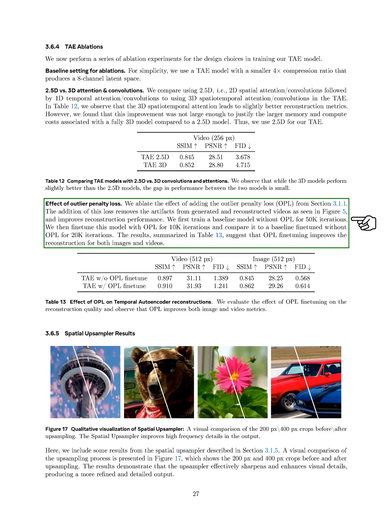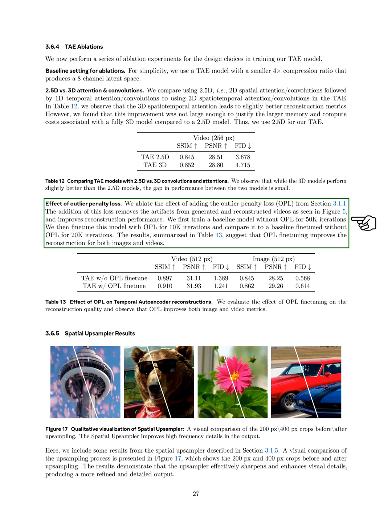We also examine the impact of adding an outlier penalty loss, OPL. This addition helps eliminate artifacts in generated and reconstructed videos, enhancing reconstruction performance. We first train a baseline model without OPL for 50,000 iterations, then fine-tune it with OPL for 10,000 iterations, comparing it to a baseline fine-tuned without OPL for 20,000 iterations. The results suggest that OPL fine-tuning improves reconstruction for both images and videos.